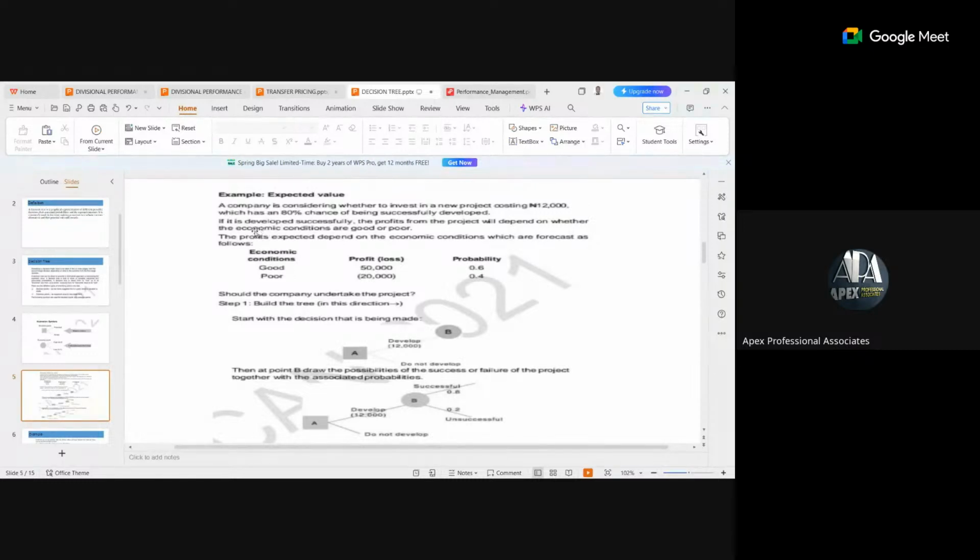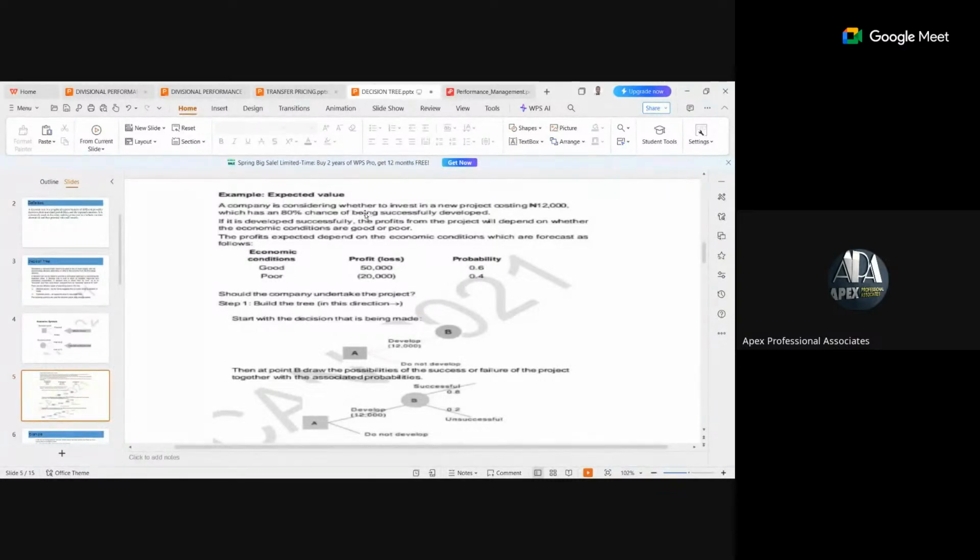So now, if it is developed successfully, the profit from the project will depend on whether the economic conditions are good or poor. So the profit expected depends on the economic conditions, which are forecast as follows. So economic conditions, we have good, we have poor. Profit related to good is 50,000. The associated probability is 0.6. The loss related to poor economic condition is 20,000, and the probability is 0.4. Should the company undertake the project?